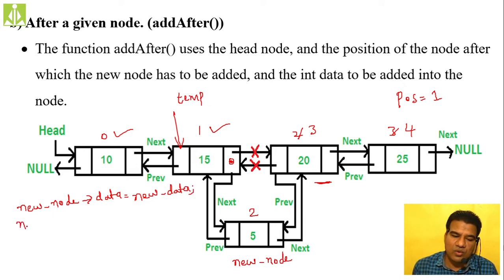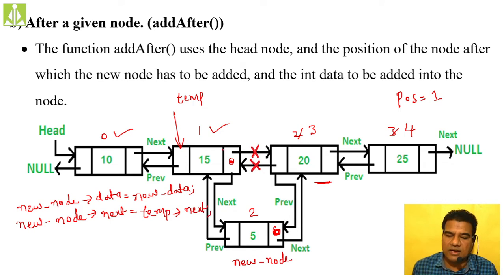Next step, new node of next. I will show you, new node of next is nothing but this part. What I am doing is equals to temp of next. Temp of next is nothing but this part. This part will have the address of this node, isn't it? So over here, I am storing the address of this node. So what will happen, a link will be established like this. Already I have shown you with this marking. So a link will be established from here to here.